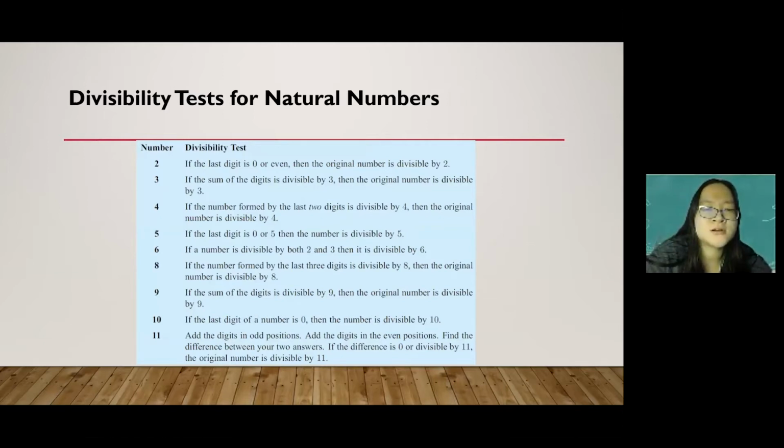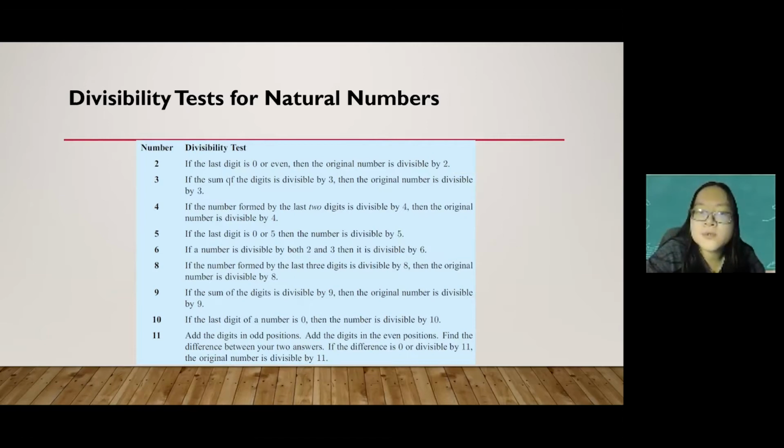And here we have the divisibility tests of natural numbers. Remember, natural numbers are 1, 2, 3, 4, 5, and so on. We have divisibility tests for 2, 3, 4, 5, 6, 8, 9, 10, 11. I would say the ones for 8 and 11 are probably not too well known. For 2, if the last digit is 0 or even, then the original number is divisible by 2. It doesn't matter what the first digit is. So 30, 32, 34, 36, 38 are all even numbers because the last digit is 0 or even.